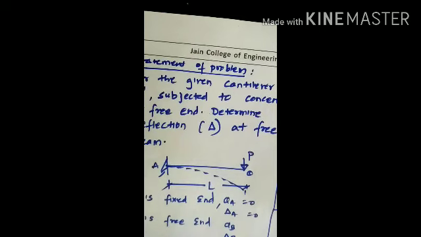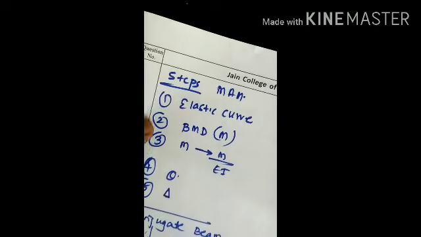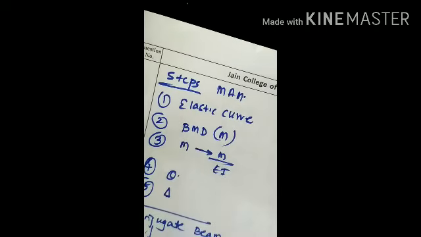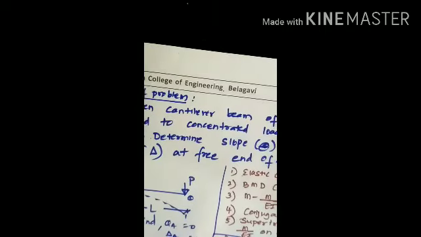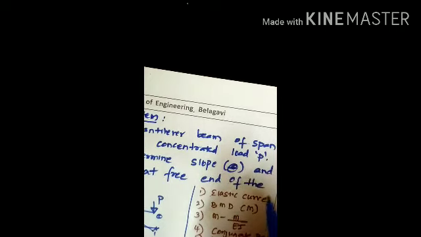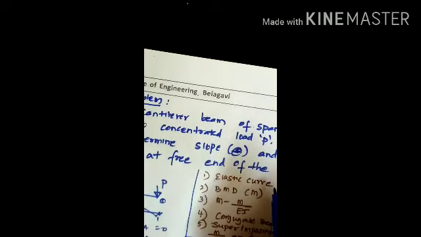Now, as mentioned, we had a 5-step procedure for solving with the moment area method. The 5 steps we learned were elastic curve, bending moment diagram, M by EI diagram, slope and deflection. The same type of steps and procedure we are going to learn here. Whatever the form of elastic curve you learned in the moment area method, the same form of elastic curve we need to draw.